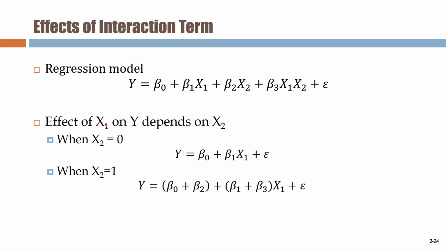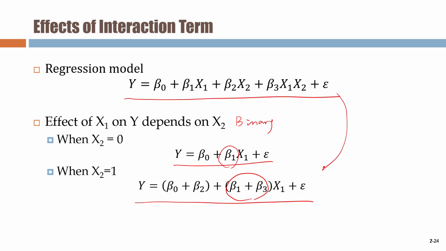Okay, clearly, if x1 and x2 are binary variables, then you can see that our regression formula is totally different. This is an effect of x1 and this is an effect of x1, depending on whether x2 exists or not. So we have one regression model, but actually this one contains two different versions.